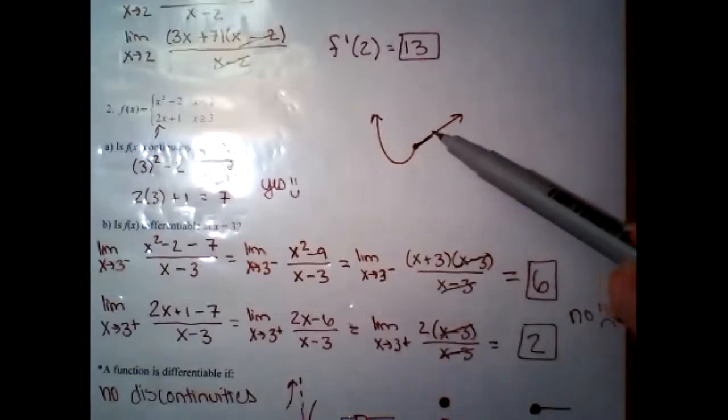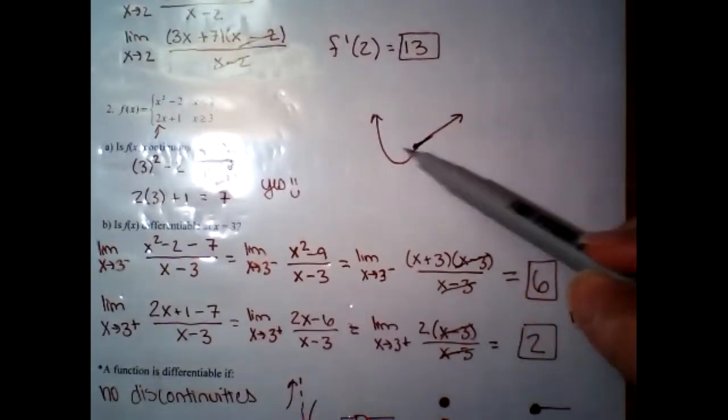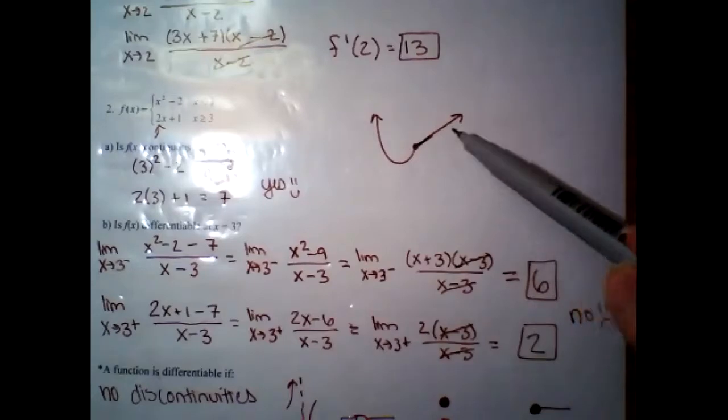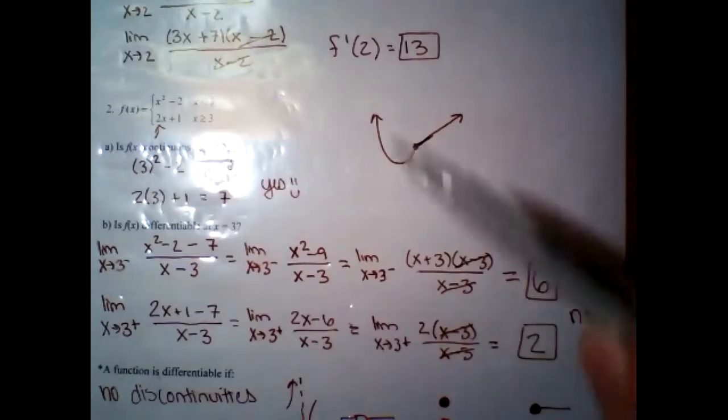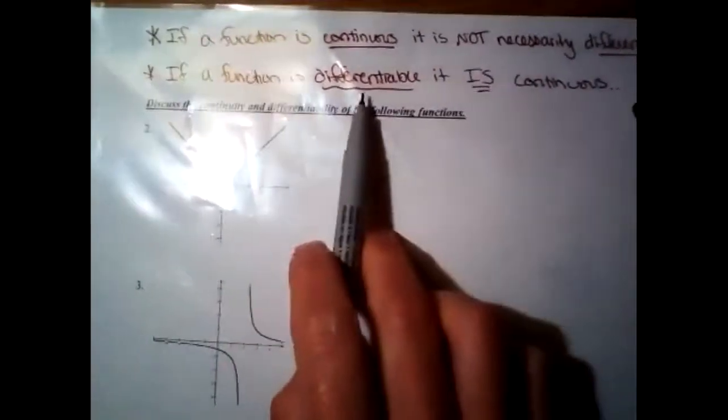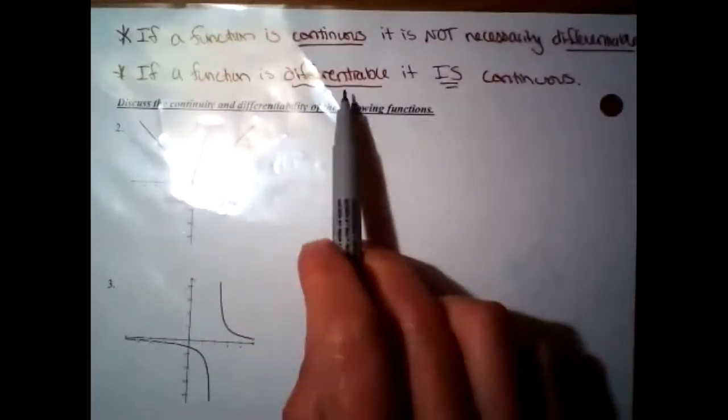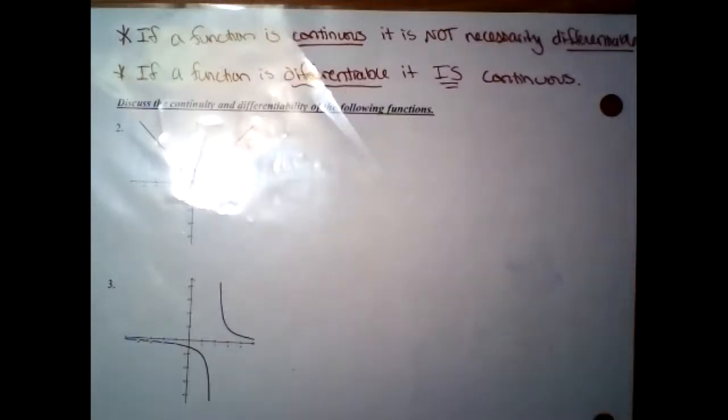Thanks for bringing that up again, because my point is this function is continuous. You can trace it without lifting your pencil off the paper, but it's not differentiable. But if your function's differentiable, then it is continuous. And that comes up on the AP exam, because they'll tell you this function is differentiable, and then you'll have to go, okay, so it's also continuous. So that does come up.